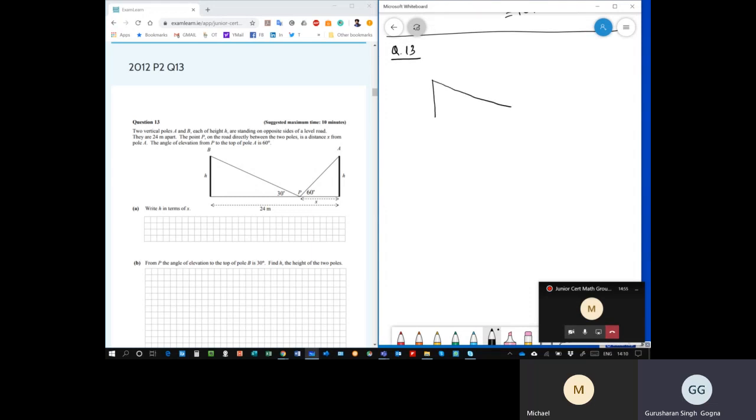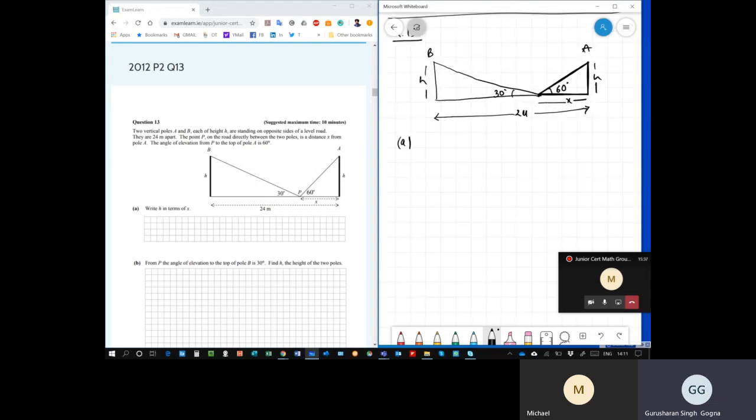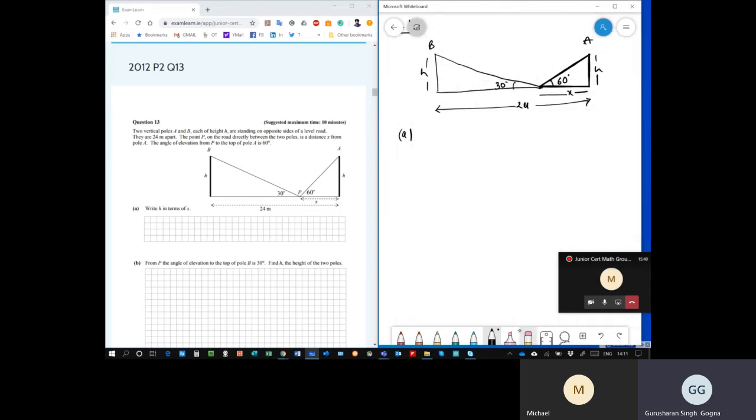So let us draw the diagram first. Something like this. So this total length is 24. This length is x. This length is h. This is 60 degree. This is 30 degree. And this is h as well. This is vertical pole B and this is vertical pole A. Okay. First question is write h in terms of x. H in terms of x. So which is basically in this triangle, isn't it?